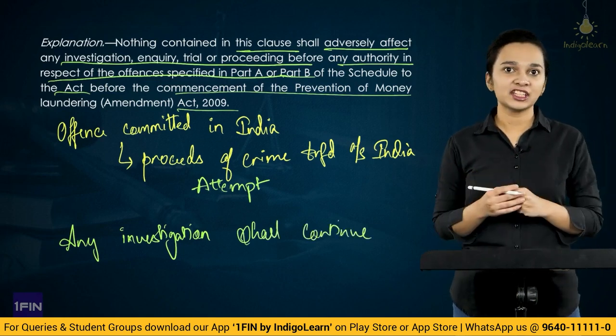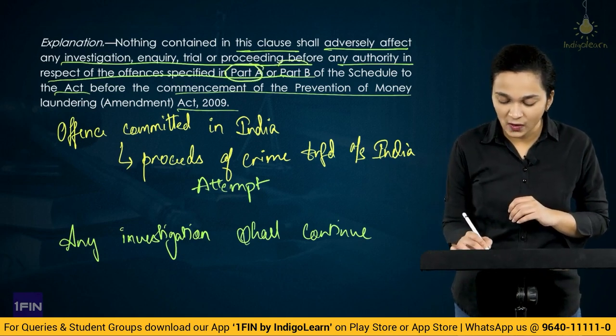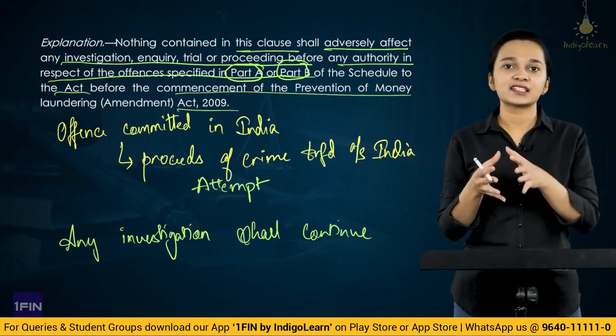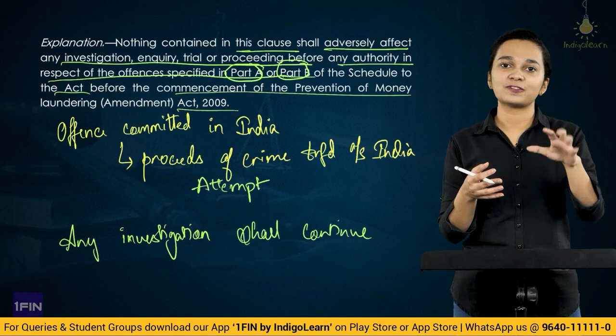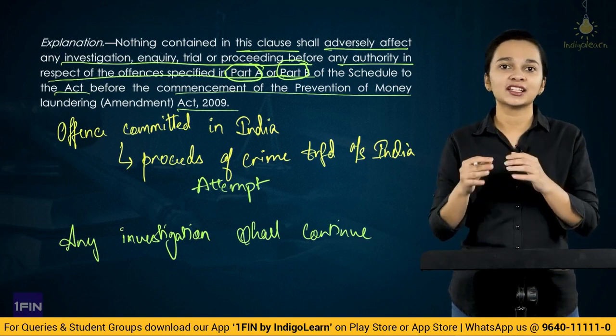Now, if you look at the explanation, it is only talking of offence under Part A and/or Part B. Why not Part C? Because when we talk of Part C itself, it is a cross-border implication, offence of cross-border implication, and that is the reason why it has not been included under the explanation.